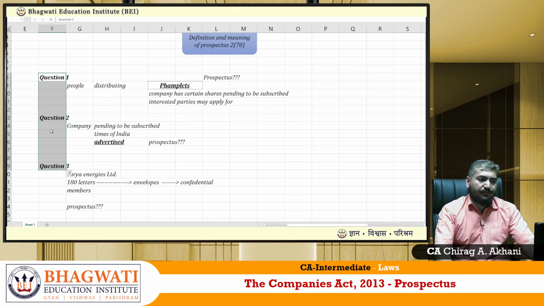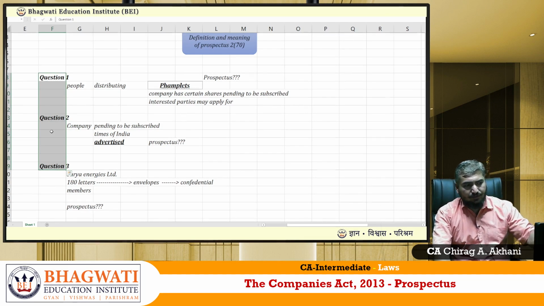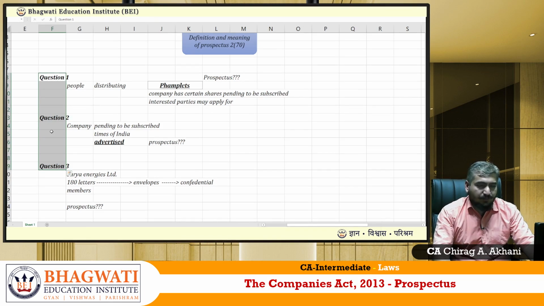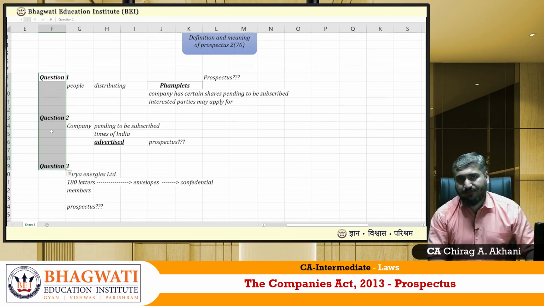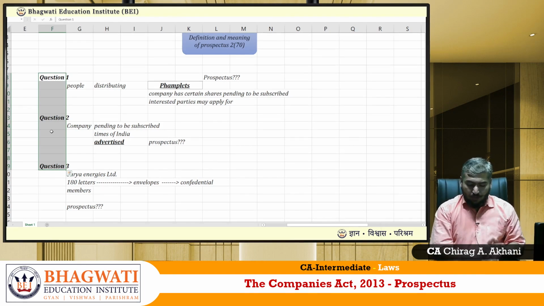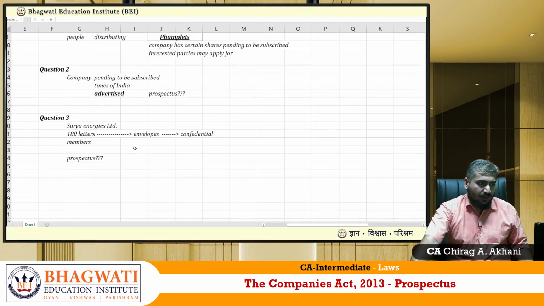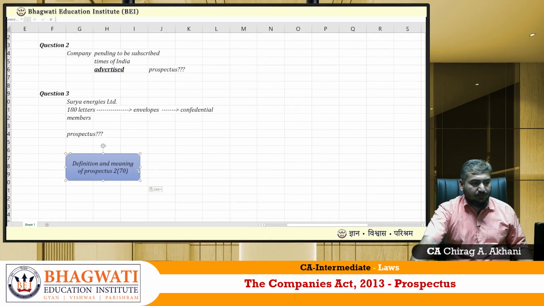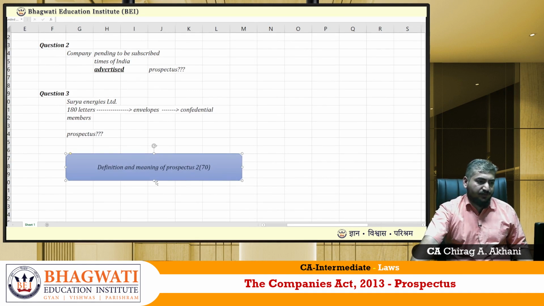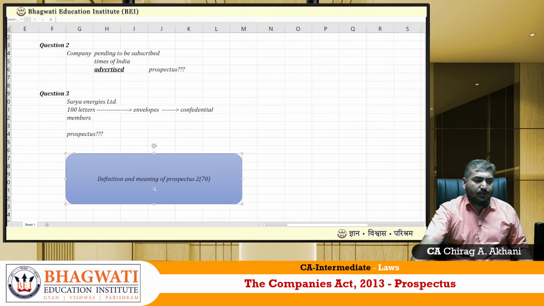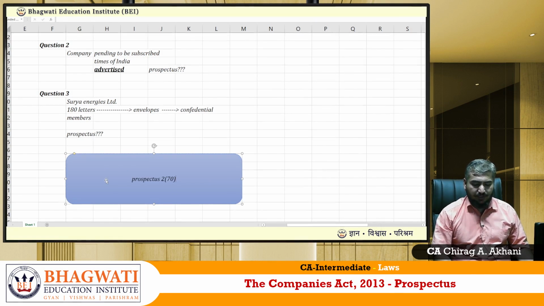And in the exam, there is a question whether all these three documents, pamphlets, advertisement, or dispatched envelopes, are prospectus or not? So how to answer them now? Anyone who wants to answer this question must be clear with the definition of the prospectus first. What is the definition of prospectus here? It is defined under section 2, subsection 17.